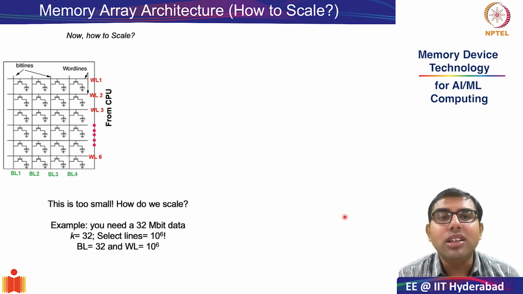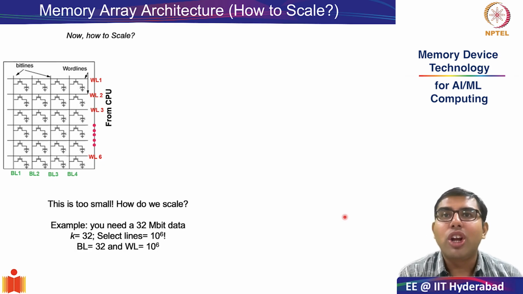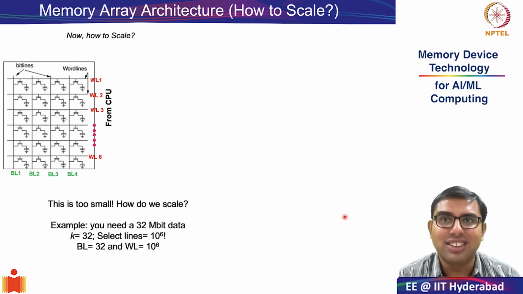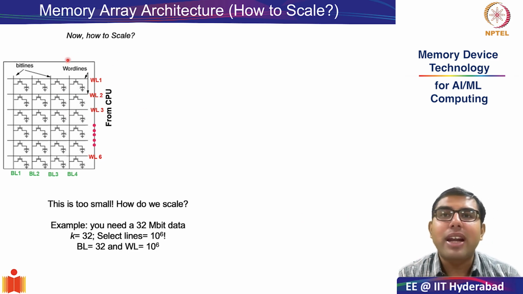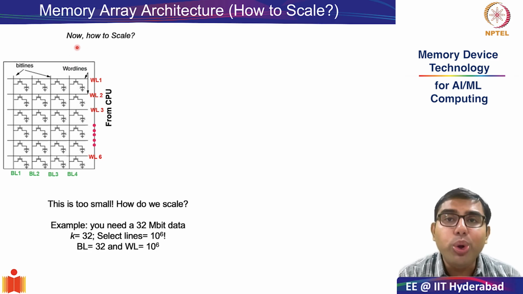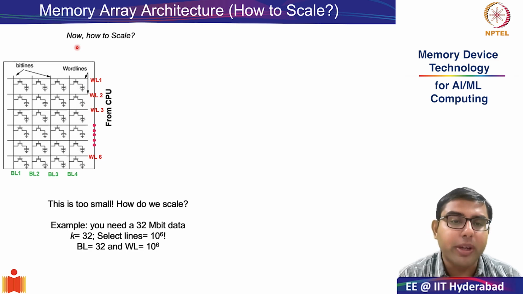However, as we can see, 24 is a really small number for doing any form of reasonable computation. As you know, current day computing systems require several megabits or gigabytes of information to be stored in the memory array. So an important question is, okay, this is a very nice diagrammatic representation, but how do you scale these memory arrays to include large amounts of information?